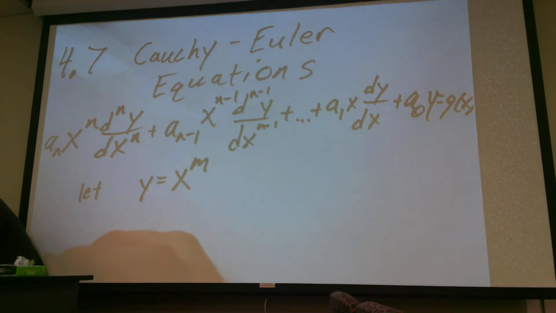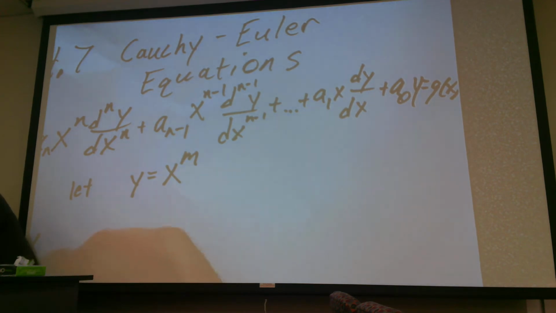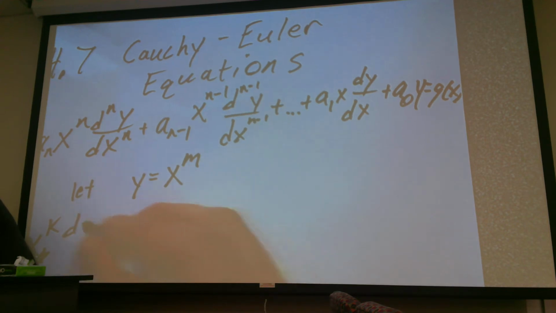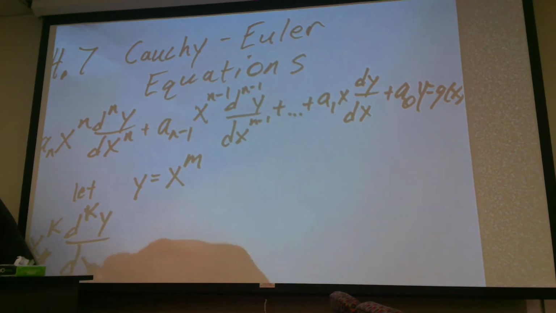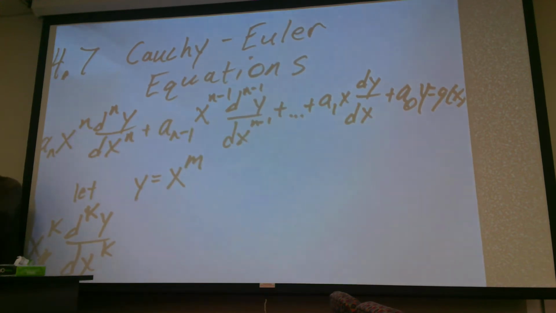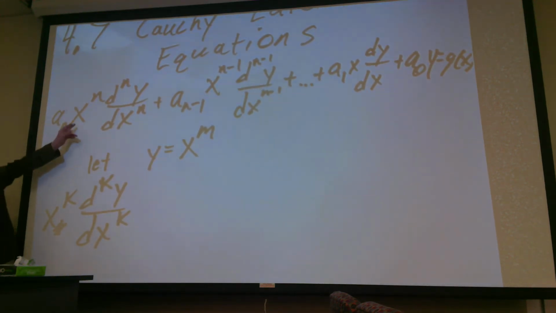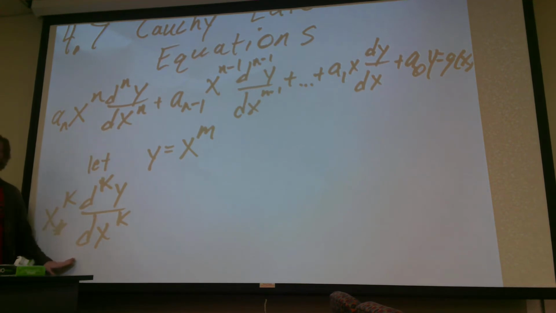So let's look at any one of these arbitrary terms: x to the k, times the kth derivative of y with respect to x. You notice that on all of these, the nth power is going to be associated with the nth derivative. So we're going to choose an arbitrary one of these and see what it looks like.